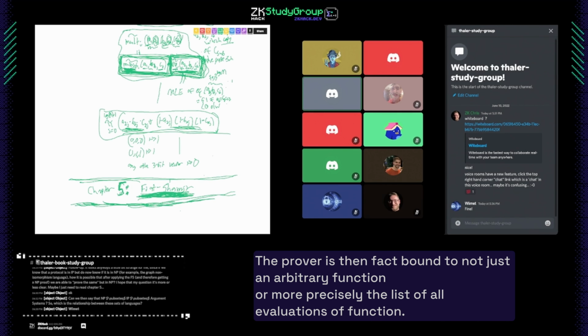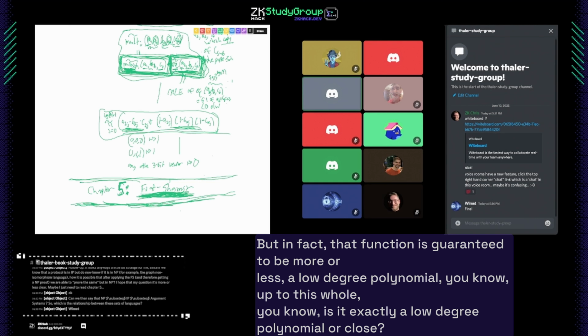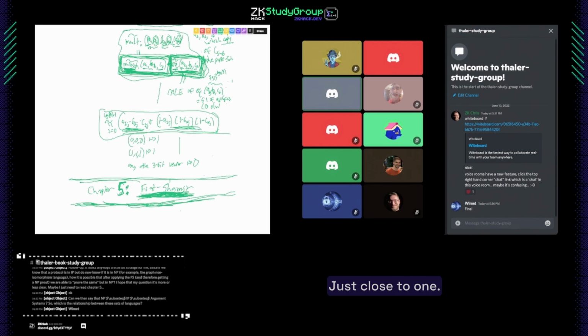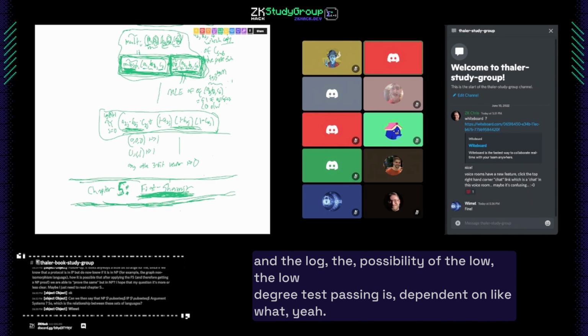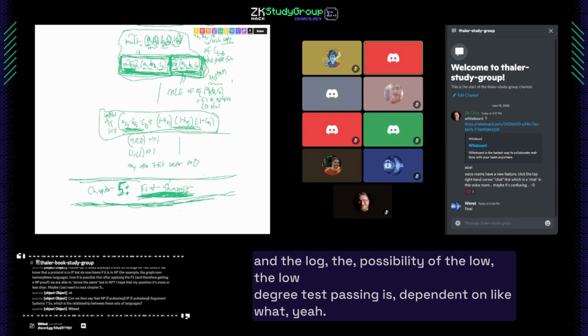The prover is then bound to not just an arbitrary function, or more precisely the list of all evaluations of a function. But in fact, that function is guaranteed to be more or less a low degree polynomial, up to this whole question of is it exactly a low degree polynomial or just close to one? Did that clarify things at all? Yes, and the probability of the low degree test passing is dependent on what?